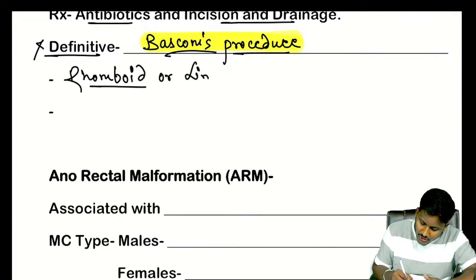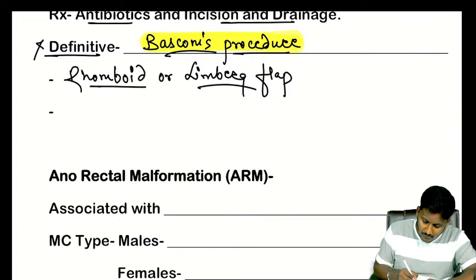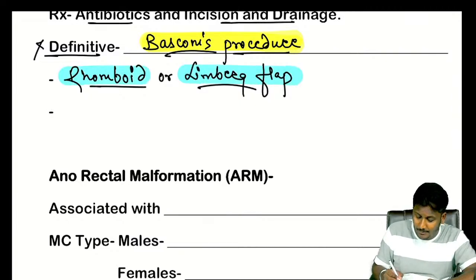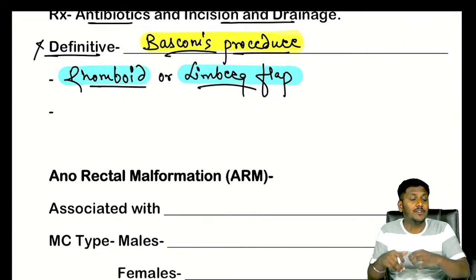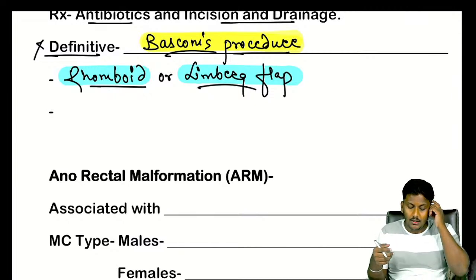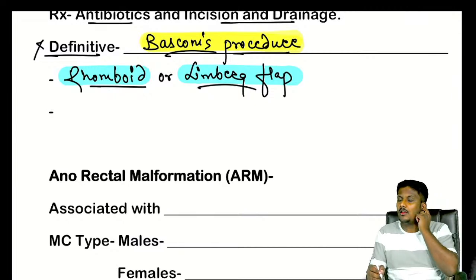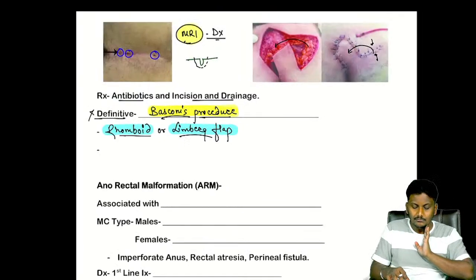They have given a picture of this flap, beta. I told you in the previous year also. The rhomboid or the Limberg flap was given in the picture, and they asked what condition this is actually used for. It was asked the other way around. So please remember, beta, the rhomboid or the Limberg flap is basically used for the treatment of pilonidal sinus, beta.